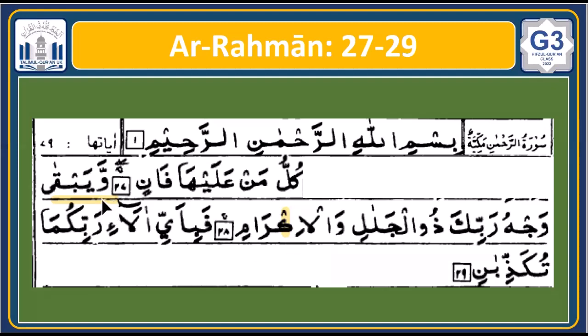Okay. Wa yabqa wajhu rabbika zul jalali wal ikram. Good. And in order to improve a bit, you can make the ra, which should be pronounced with a full mouth, a rounded mouth. So it's Rabbika and Ram. So it will be Wajhu Rabbika Zul Jalali Wal Ikram. Try this. Wajhu Rabbika Zul Jalali Wal Ikram. Really good. Well done.